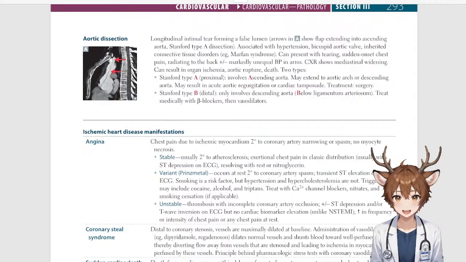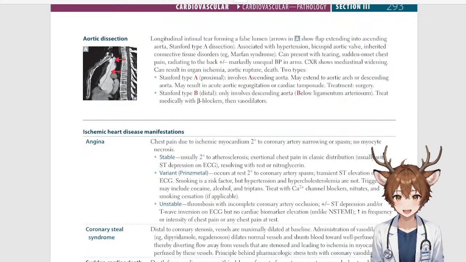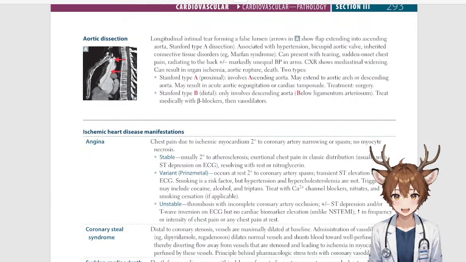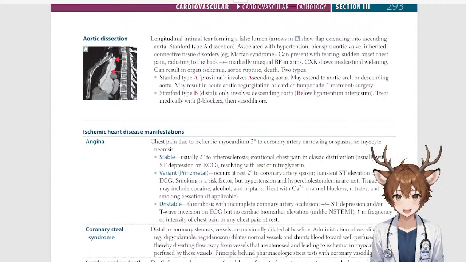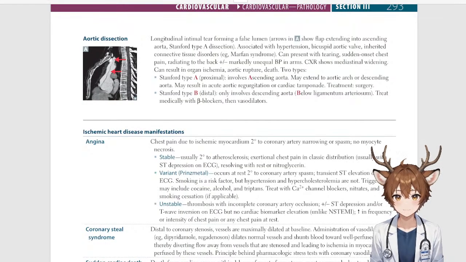What about Stanford type B? Distal. Involves only the descending aorta, below the left subclavian artery. You treat with beta blockers, then vasodilators. So remember, B you treat with beta blockers, and it's distal. A is ascending aorta, and you treat with surgery.